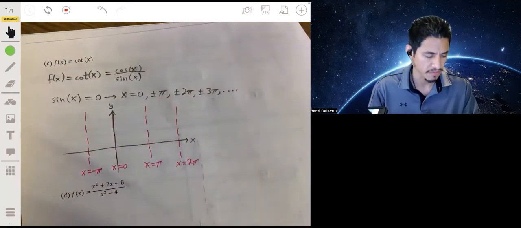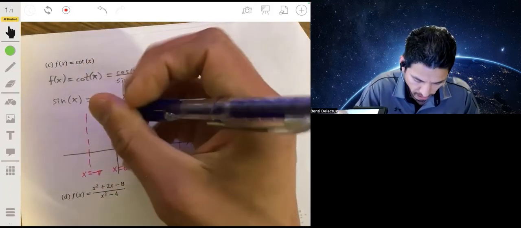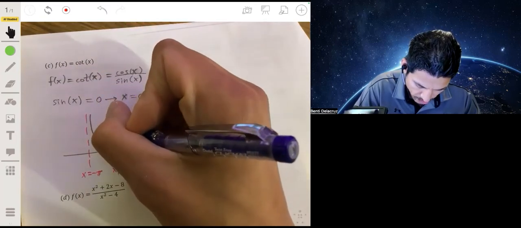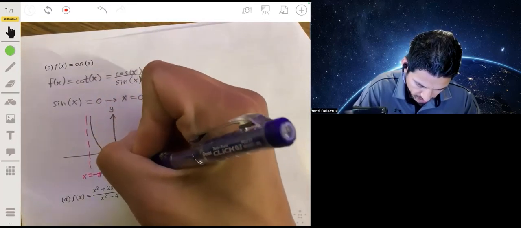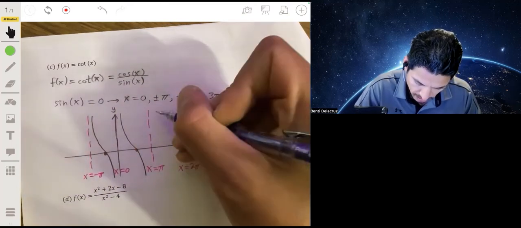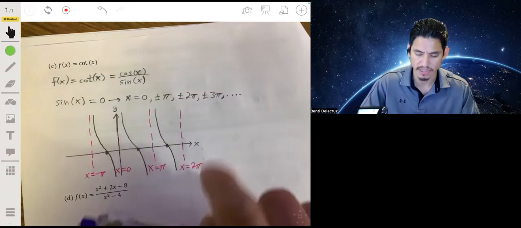And that makes sense because of what these functions look like. If you recall what the cotangent function looks like, it's going to be kind of the backwards version of the tangent. It's going to have this curvy thing like that. So these are basically the equations of your asymptotes.